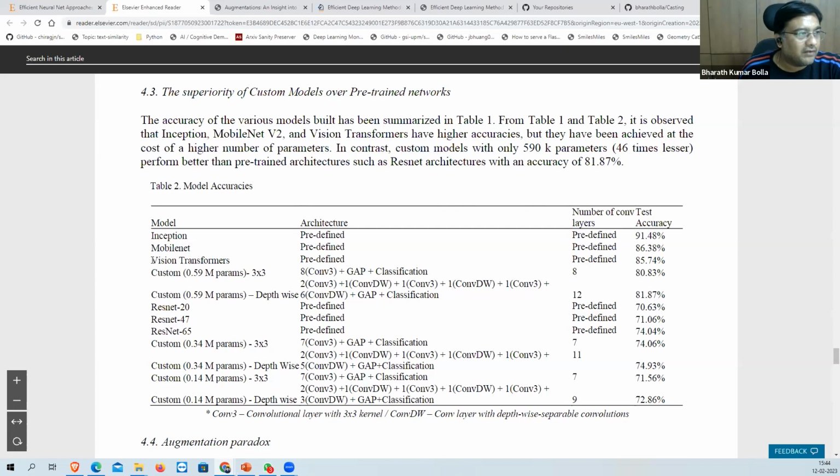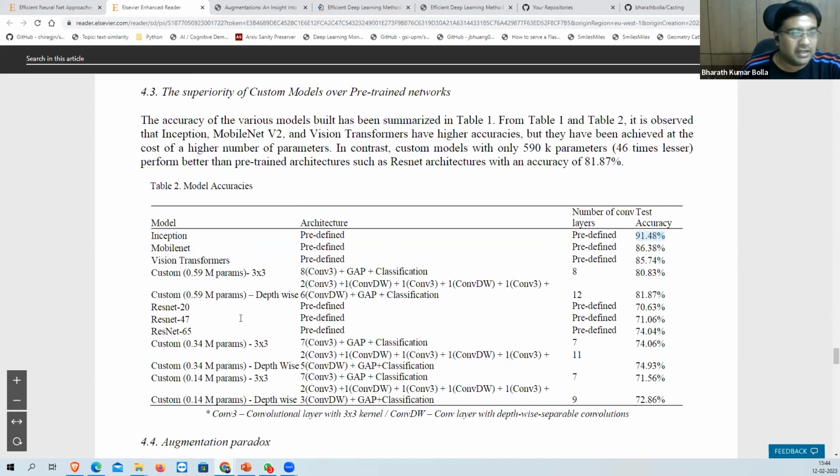We also evaluated vision transformers. We got 85.74. And for ResNet, we got 70 for whatever the reason it is, and all these are very low. For Inception, we got 91.48% accuracy.